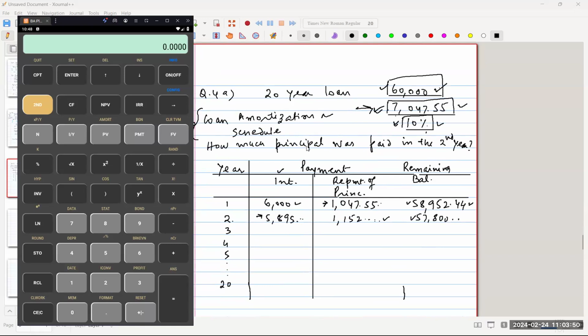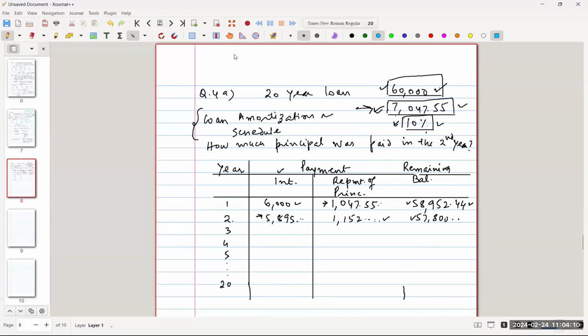So let's assume the question to be this: this is a 20-year loan, which has to be repaid in 20 annual installments, and the rate of interest applicable to the loan is 10%. So with that information, we will proceed. Let's first write down this information in the format that we want. We have our N, I/Y, present value, payment, and future value. We want to repay the loan in 20 years' time.